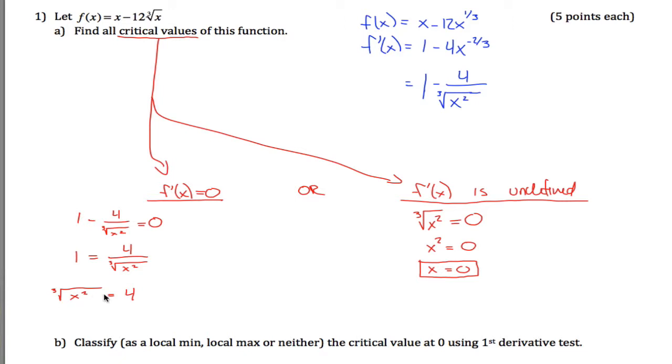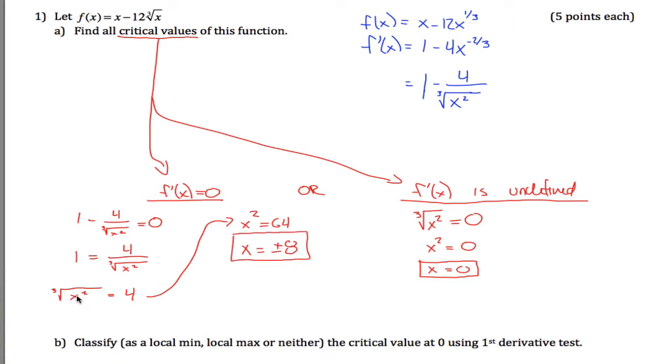The cubed root of x squared equals 4. Well, a couple different ways you can do this. You could cube both sides of the equation and get x squared equals 64. Maybe that's easiest. I don't know. Numbers get a little bit big. And then take the square root of both sides of the equation and then get x is plus or minus 8. Be one way to do it.